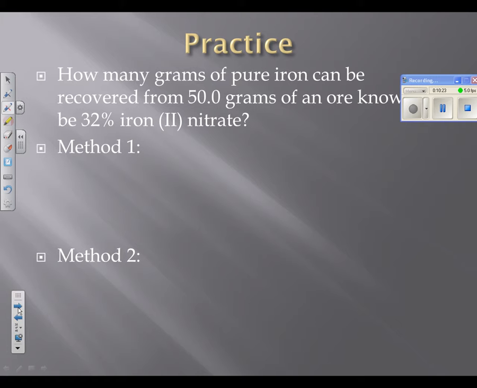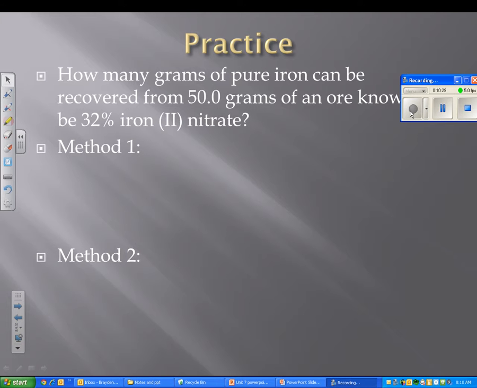Moving on. How many grams of pure iron can be recovered from 50 grams of a sample? You read that for yourself. All right, I'm not going to do the dimensional analysis for this one. If you want to try the dimensional analysis, feel free to do that, but make sure your answer is the same as the percent composition way of doing this. But for this, you've first got to find the mass of iron 2 nitrate in your sample. So you have 32% iron 2 nitrate in 50 grams. So the first thing you do is 50 grams times a decimal percentage, 0.32, which gives you a total of 16 grams of iron 2 nitrate.